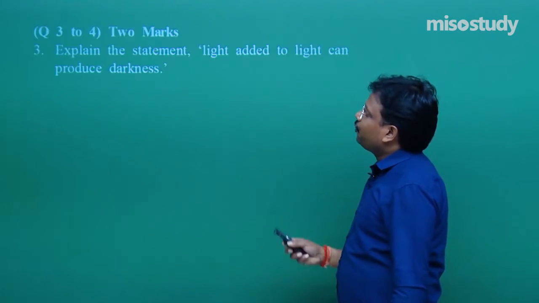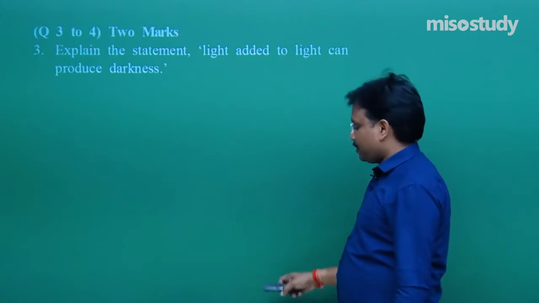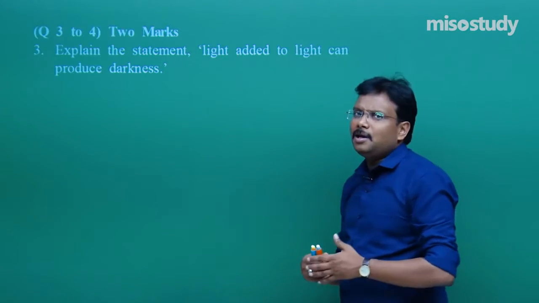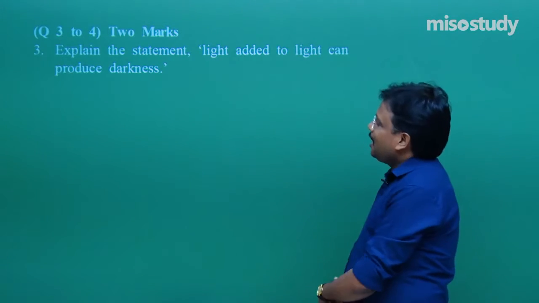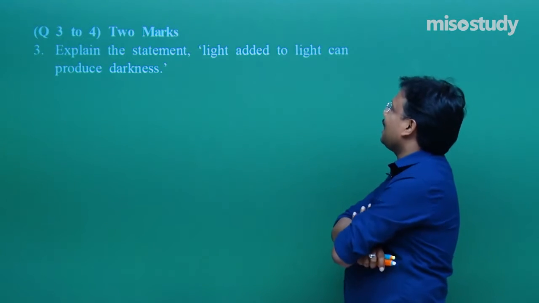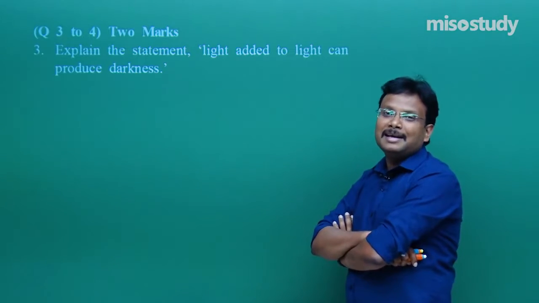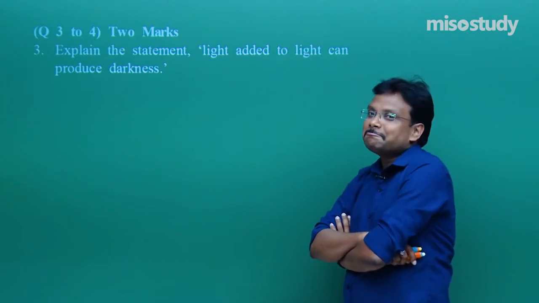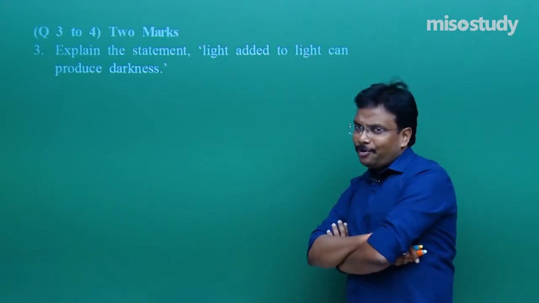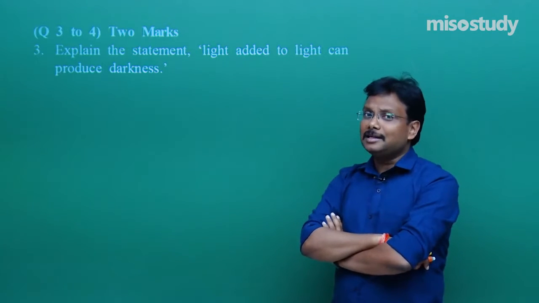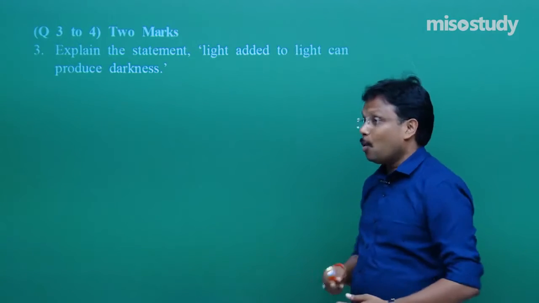Then comes question number 3 and 4, and both these questions are for 2 marks. Now this question is a very philosophical question, an emotional question. Why? Explain the statement, light added to light can produce darkness. Money added to money may produce, like that. Philosophical question. Is it possible I am adding light with light and still I am getting darkness? Yes, it is possible. When?